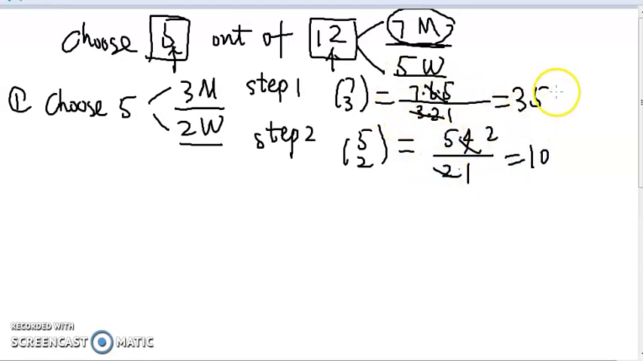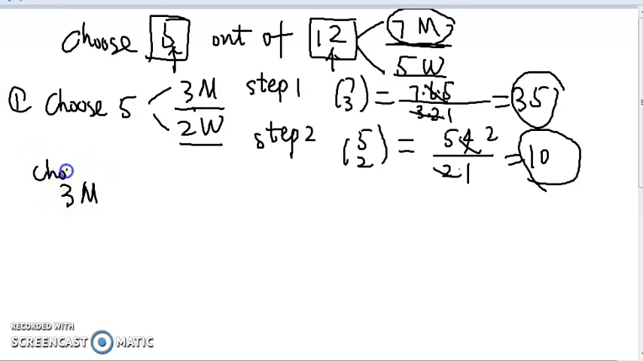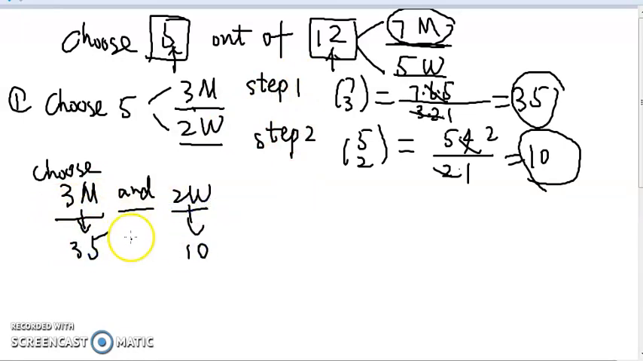So there are 35 ways to choose 3 men out of 7 men, and there are 10 ways to choose 2 women out of 5 women. But what if we want both? How many ways are there to choose 3 men and 2 women? Then we have to multiply them because there are steps. Step 1, there are 35 ways. Step 2, there are 10 ways. So to do both steps, we need to multiply them to get 350 ways.